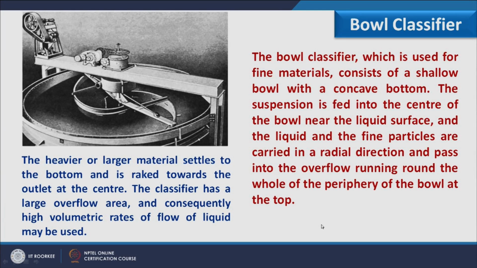So, the heavier or large material settles to the bottom and is raked towards the outlet at the center. However, fine particles are collected in the chamber at the periphery of the bowl. The classifier has a large overflow area and consequently a high volumetric rate of flow of liquid may be used. So, that is the functioning of the bowl classifier. It is used to separate fine particles, and coarser ones are collected at the bottom of the bowl.